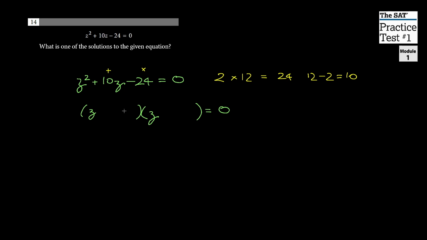Let's put the numbers in, so we know one will be 2 and one will be 12. Now we look at this term. This term is positive. So the multiplication which generates 12z must be positive, and the multiplication which generates 2z must be negative. So we've got a plus here and we've got a minus here.